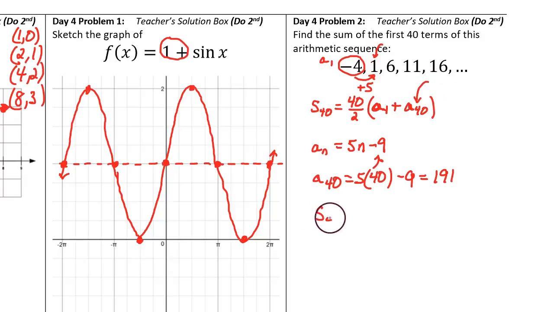So the sum of the first 40 terms is equal to 20 times -4 plus 191. Take a calculator, type that in, and we'll have it. It's 3,740.